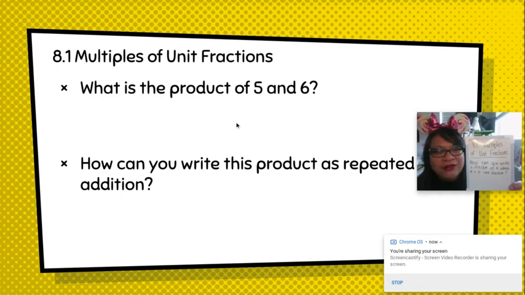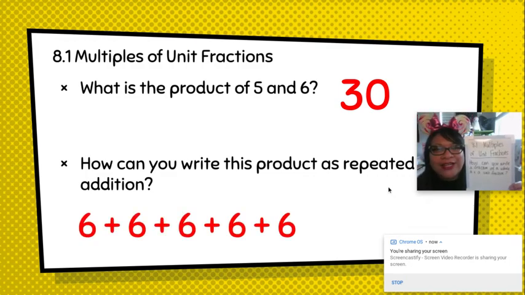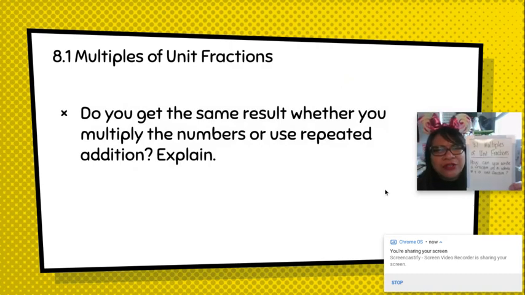What is the product of 5 and 6? Is it 56? No, it's not. It's 30. And how can we write this product as repeated addition? So think about that. Repeating addition. We would write it as 6 plus 6 plus 6 plus 6 plus 6. We want to ponder the question, do you get the same result whether you multiply the numbers or use repeated addition? The next few slides are going to help you answer that question.